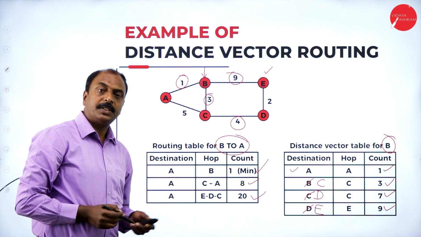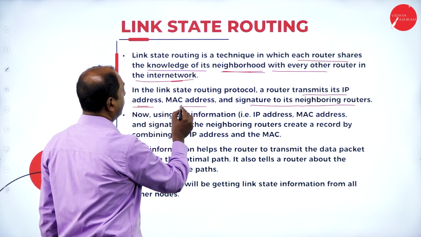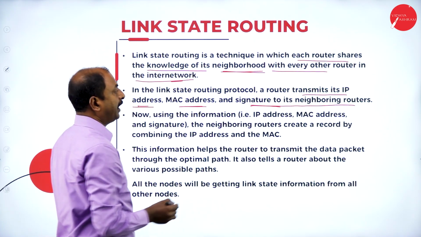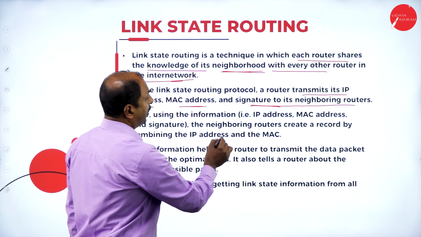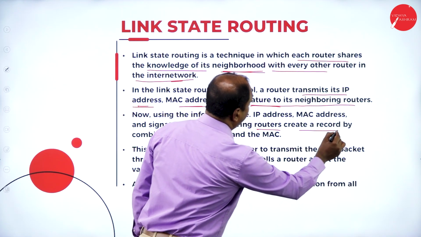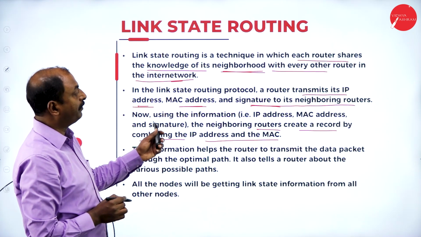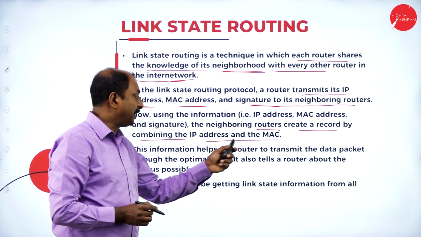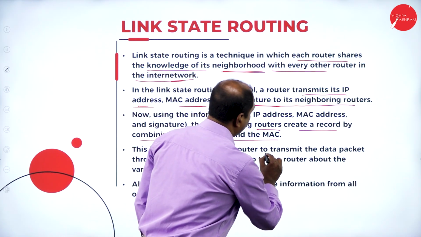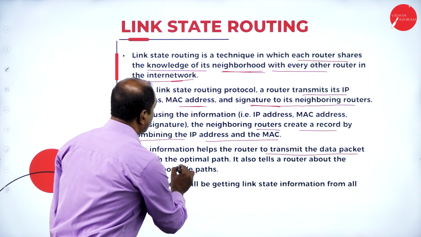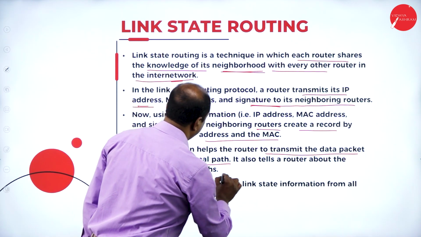And what type of information is shared from the router? Information like the IP address, MAC address and signature to its neighboring routers. Now, using this information, that's the IP address and other details, the neighboring routers create a record by combining the IP address and the MAC address. It's going to have its own record with these details. This information helps the router to transmit the data packet through the optimal path, and it also tells the router about the various possible paths.